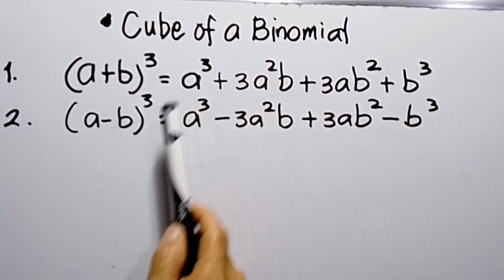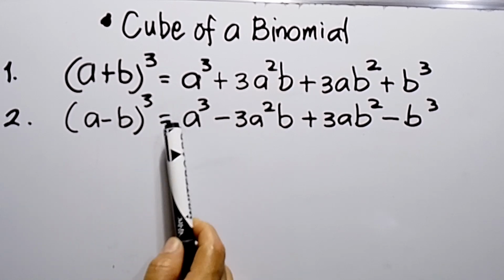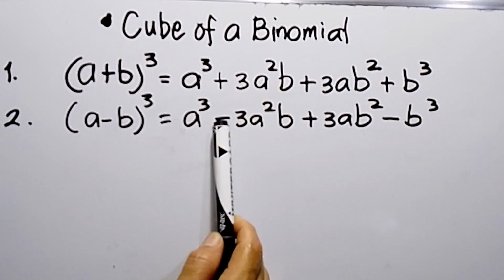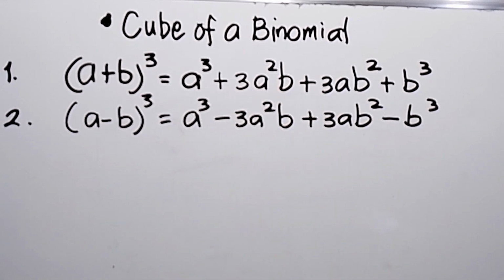Take note, what's the difference between the two? The difference is the sign only. So positive, negative, alternate the sign. Positive, negative, positive, negative. So almost the same, only the sign is different. Now let us solve. I prepared two numbers.